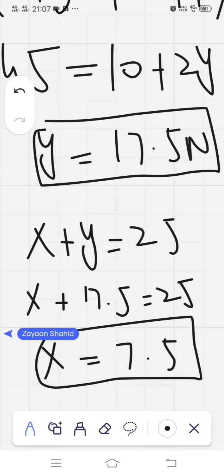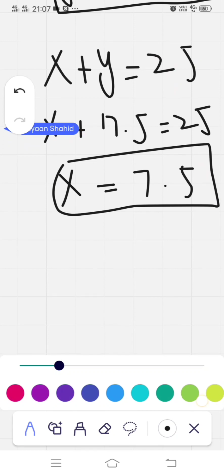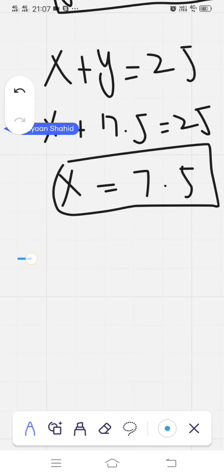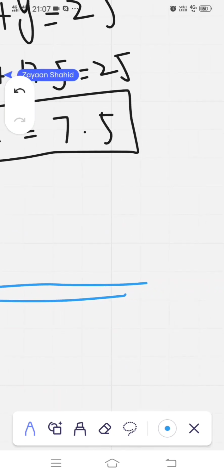Question number 3 is theoretical but easy. In question number 3, Jack and Jill are playing on a seesaw made from a uniform plank AB. Now let's draw the plank AB. Let's take this as the plank AB.